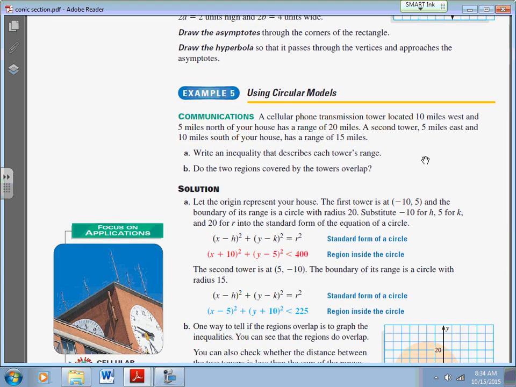All right. Circular models. Does this make sense? You guys ever seen the cell phone towers around here? What do they look like to you when you see them?